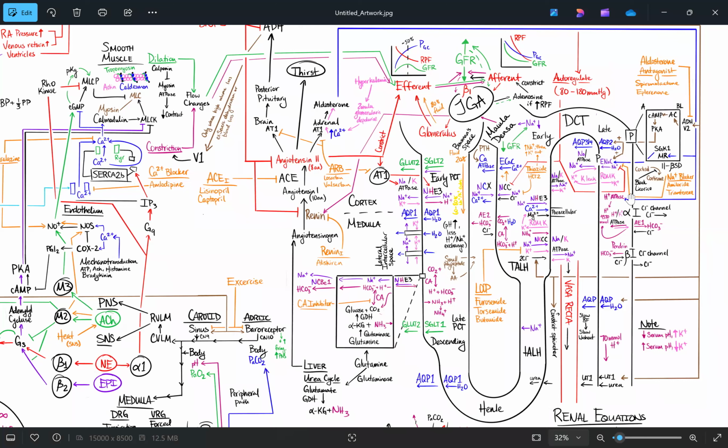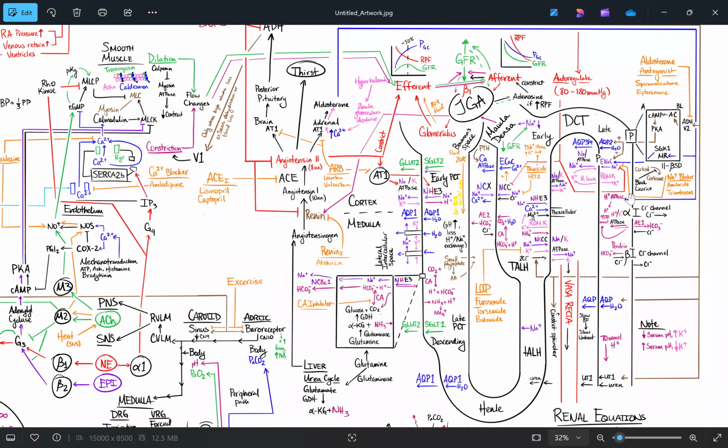As you can see, there's also a balance of GFR. If it increases, I drew a dotted arrow from the increased GFR, which will release adenosine from the JGA if your renal perfusion is higher. And so what does adenosine do? It'll constrict your afferent, which will drop your GFR.